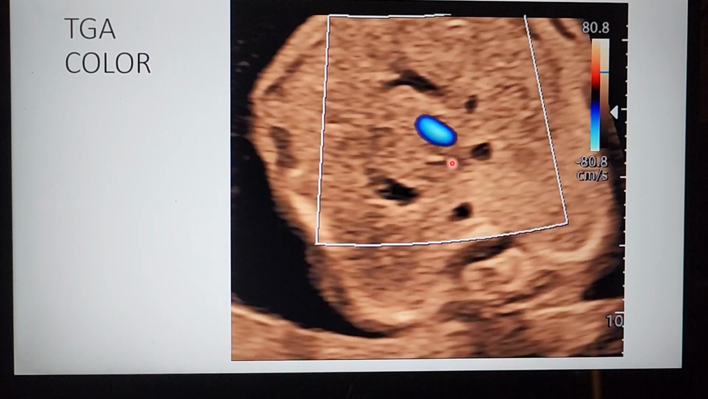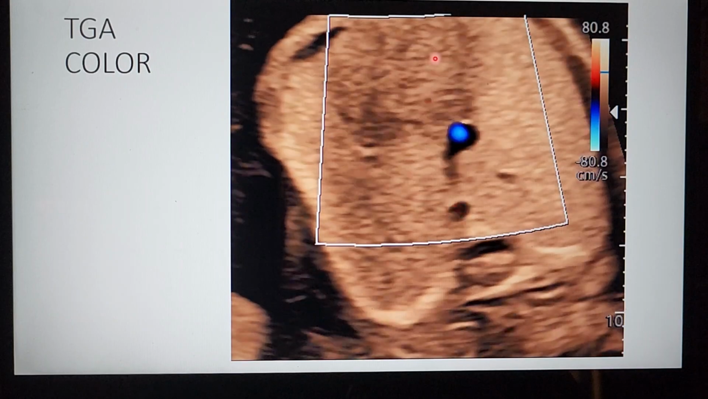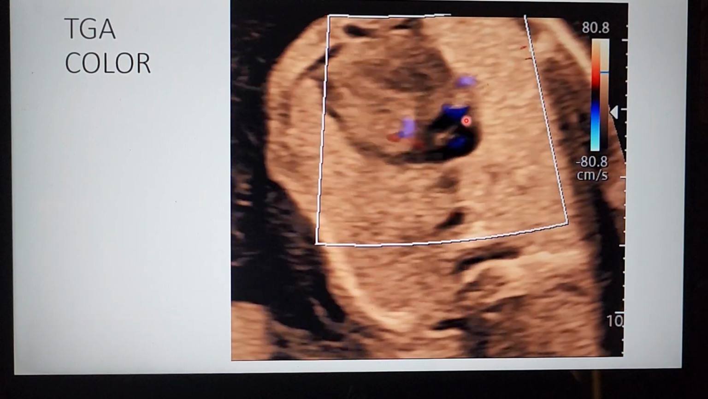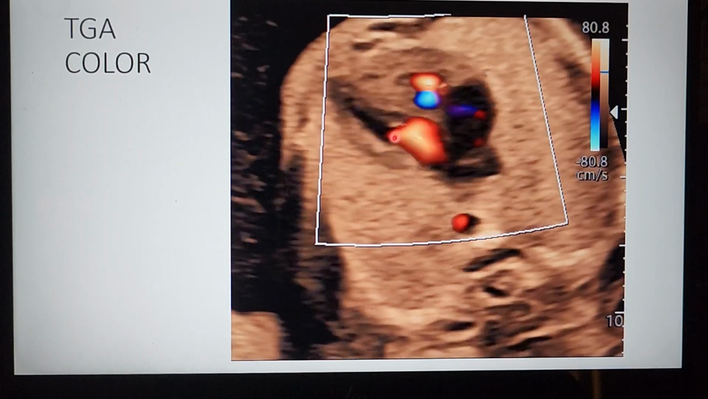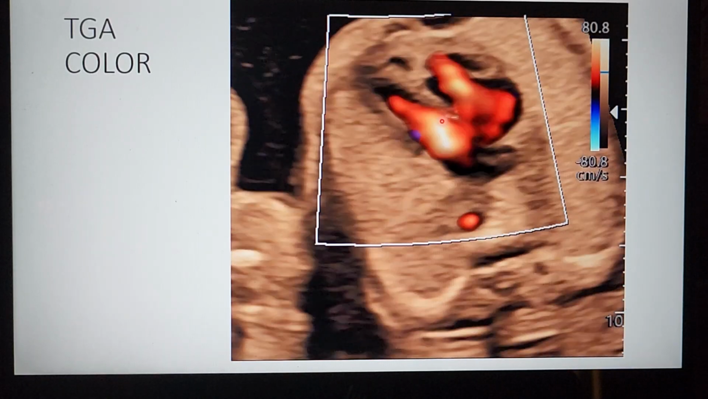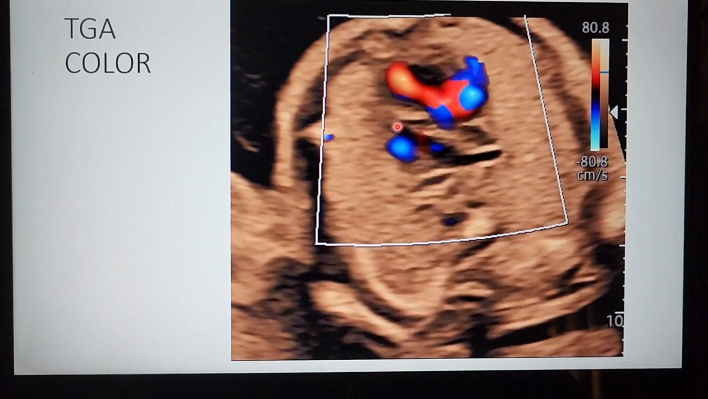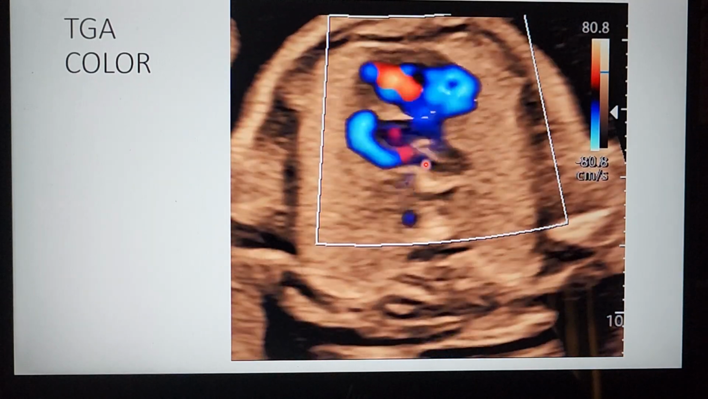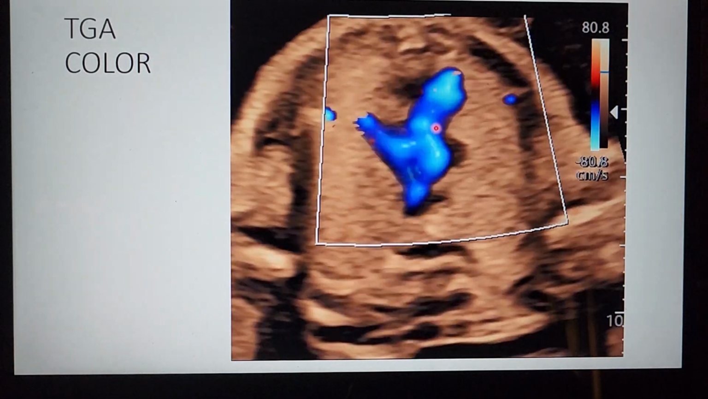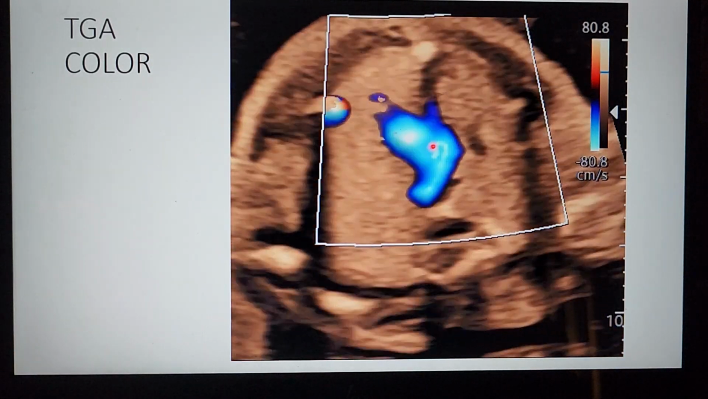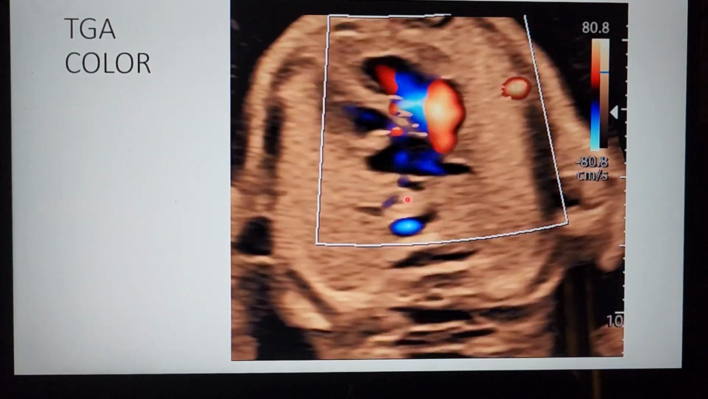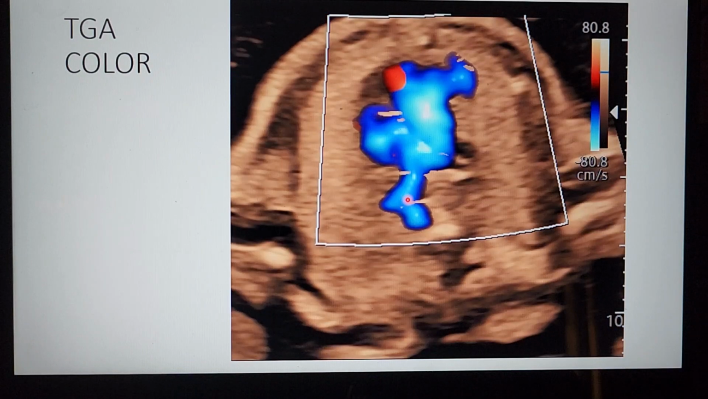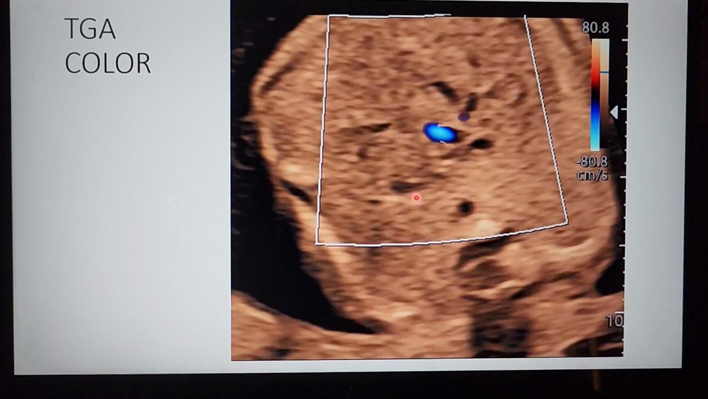Now in color you can see that this is left, that is right, that's IVC going to RA, this is LA, this is RV, this is LV, and now we are going above, and from the LV you can see the PA coming out, from the RV you can see the aorta coming out, and both the great vessels are parallel to each other and there is no crisscross. And you can see that the branch pulmonary arteries came out from the vessel which is coming out from the LV. So that's from below above.